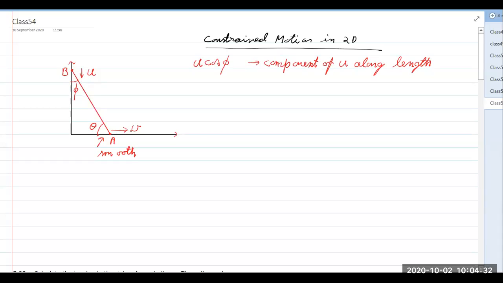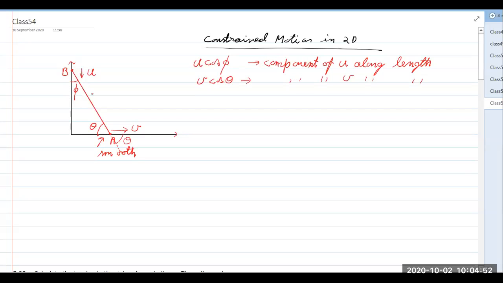Similarly, v is like this. So what will be the component of v along the length? So if you draw a line like this, this angle will be theta. So v is like this. So the component of v along the length is v cos theta. So v cos theta is the component of v along length.